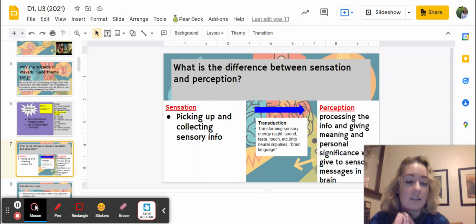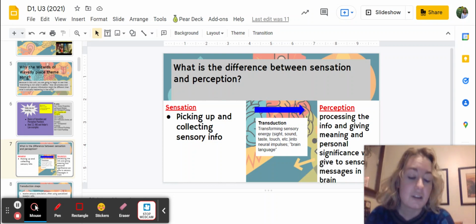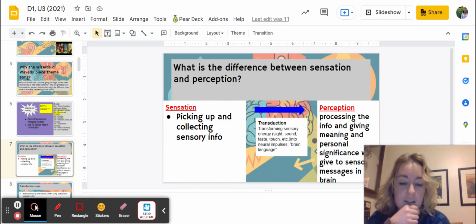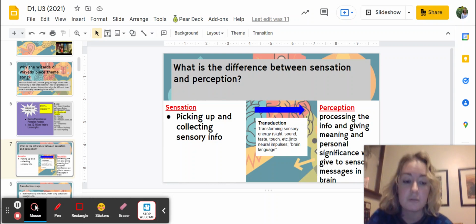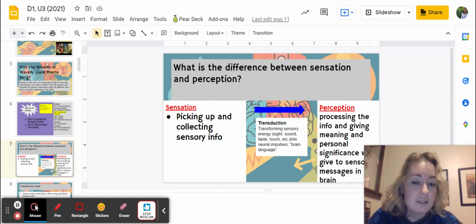You can think of this as a computer analogy, right? So if you are typing on your computer, you're typing in letters, but then that's going to change into a code that your computer can understand, right? So that's what transduction is, changing it from the words you're typing on your Google Doc into the code that your computer now understands. So that's transduction, official thing: transforming sensory energy into neural impulses, the brain language that your brain now understands to perceive it and understand it.